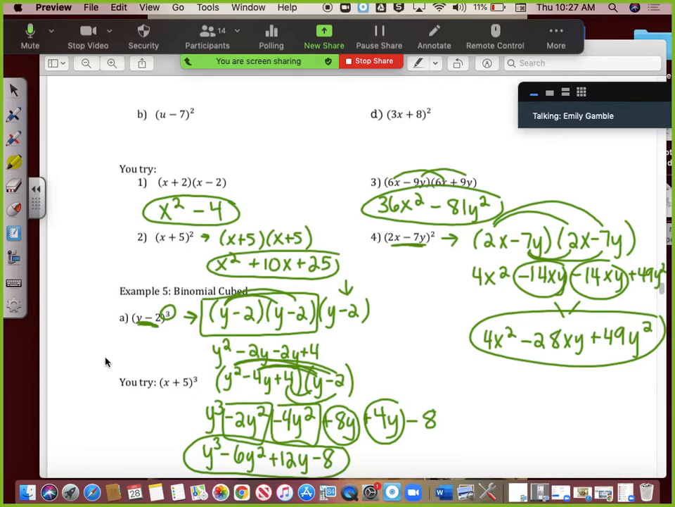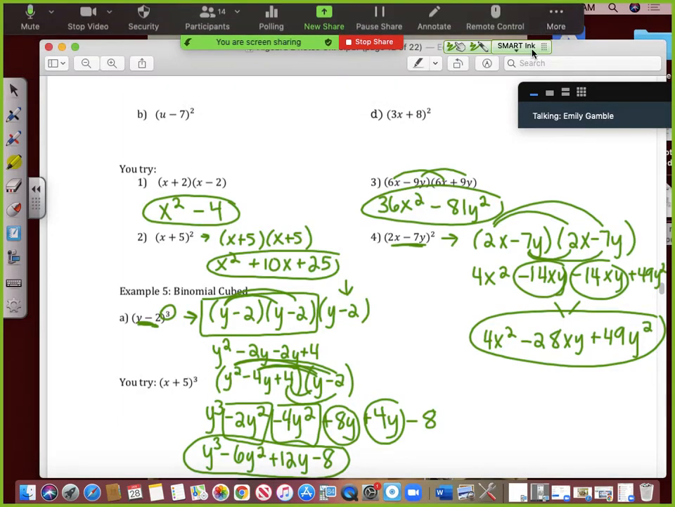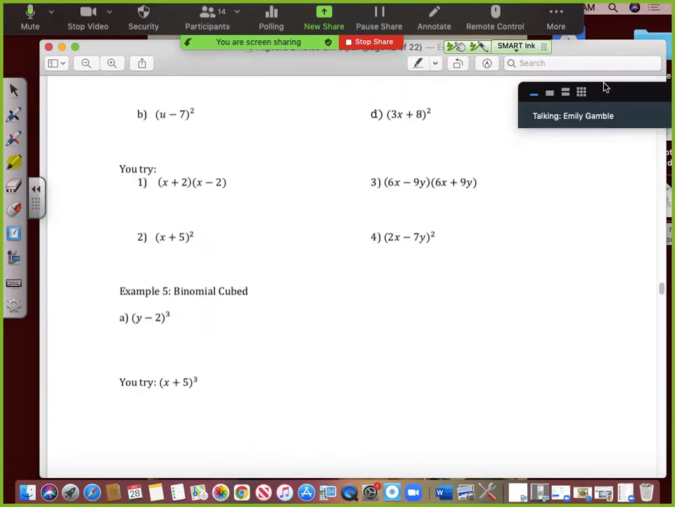So if you haven't already, go ahead and try the U-try problem, the x plus 5 to the third power. I'm going to erase all of my stuff here that I just wrote so that I have room to do this as well. So go ahead and complete x plus 5 to the third power.